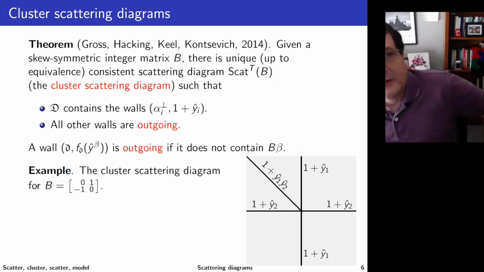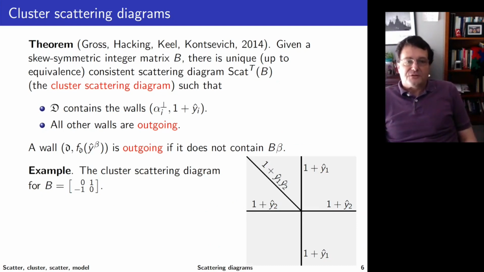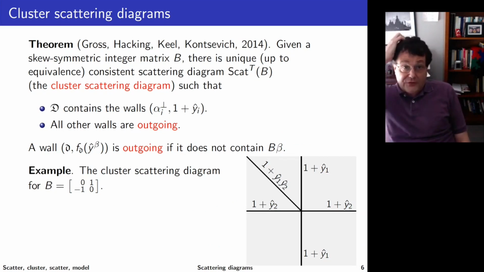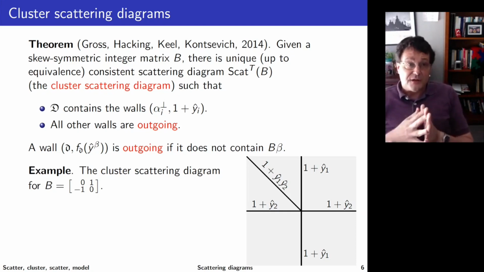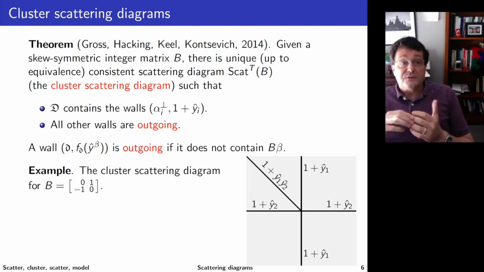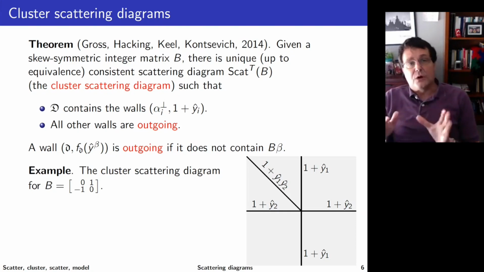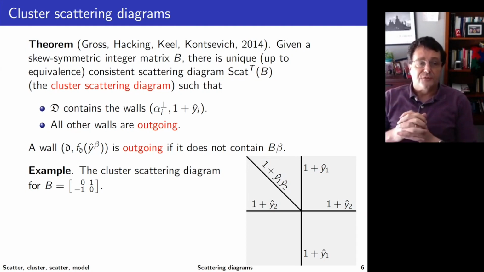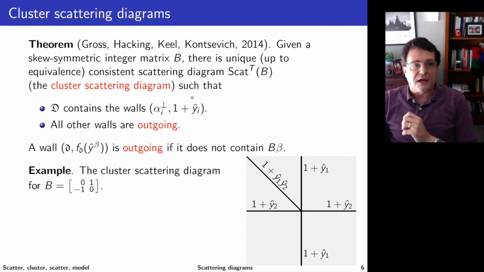Cluster scattering diagrams. So this word cluster is going to refer to cluster algebras, but we'll get to that later. The theorem of Gross-Hacking-Keel-Kontsevich is that if you just start with a skew-symmetric integer matrix, an exchange matrix, then up to equivalence, there's a unique consistent scattering diagram that you make in this one particular way. So first of all, I think I changed my notation at the last minute in this slide. Originally, this said D instead of Scat(B), the scattering diagram of B. So this should say the scattering diagram of B contains the walls.